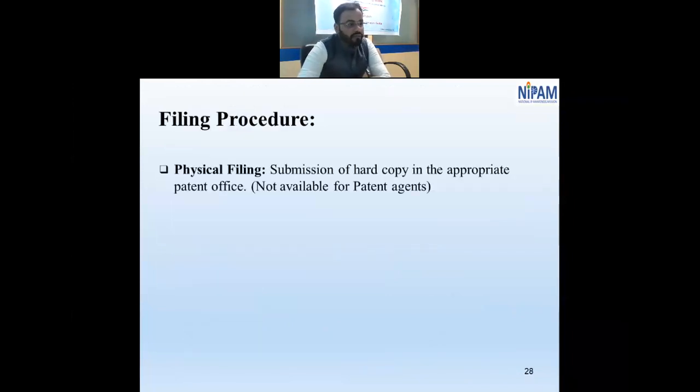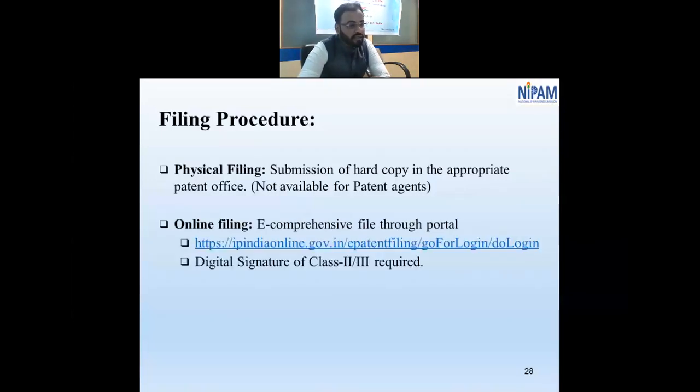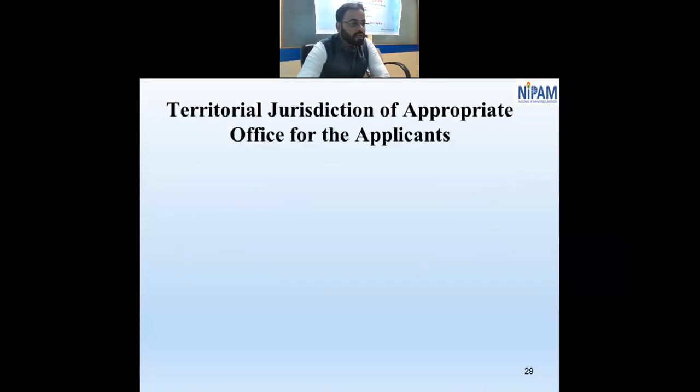Filing process: there are two different methods. Obviously, one is physical filing. Only individuals are allowed for physical filing. There are four different offices: Delhi, Mumbai, Chennai, Kolkata. Patent agents are not allowed for physical filing as of now. Another is online filing. There is a link you can refer to and go for online filing as well, if you don't wish to visit the patent office in all the four metros: Delhi, Mumbai, Chennai, Kolkata.